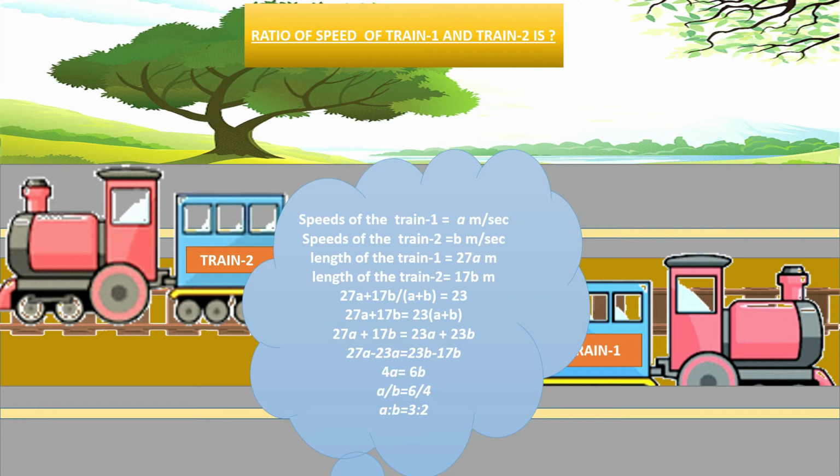So (27A plus 17B) whole divided by the sum of speed of train 1 and train 2, that is A plus B, will be equal to the time taken by the trains to cross each other, that is 23 seconds. By solving the equation, we will be getting 4A equal to 6B. So we are going to find the ratio. A by B is equal to 6 by 4. So A is to B is equal to 3 is to 2. So the solution is 3 is to 2.